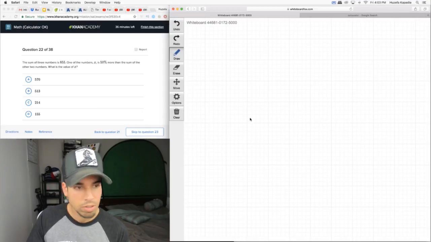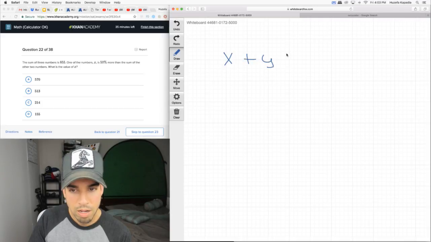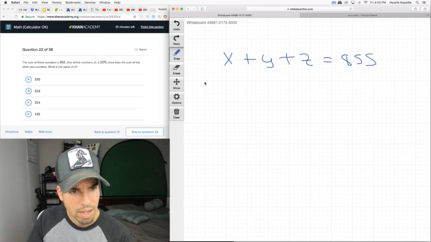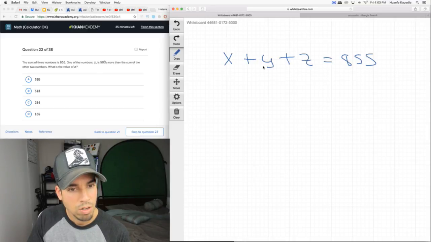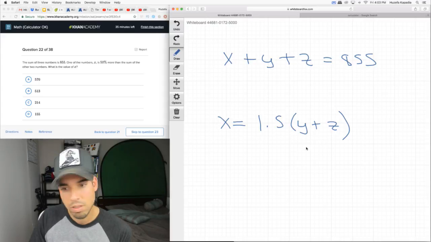The sum of three numbers is 855. x plus y plus z equals 855. One of the numbers, x, is 50% more than the sum of the other two numbers. So x equals... All right, what is the value of x?